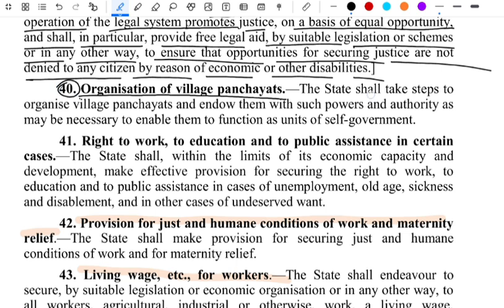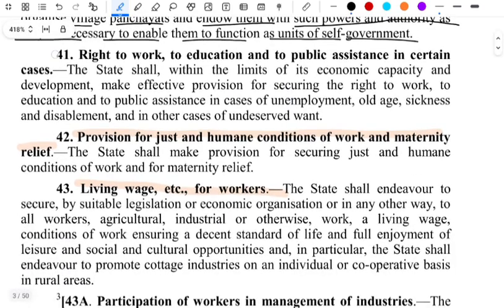The state shall take steps to organize village panchayats and endow them with such powers and authorities as may be necessary to enable them to function as a unit of self-government. Next is article 41, which says the right to work, to education and to public assistance in certain cases. So this is mentioned in article 41.